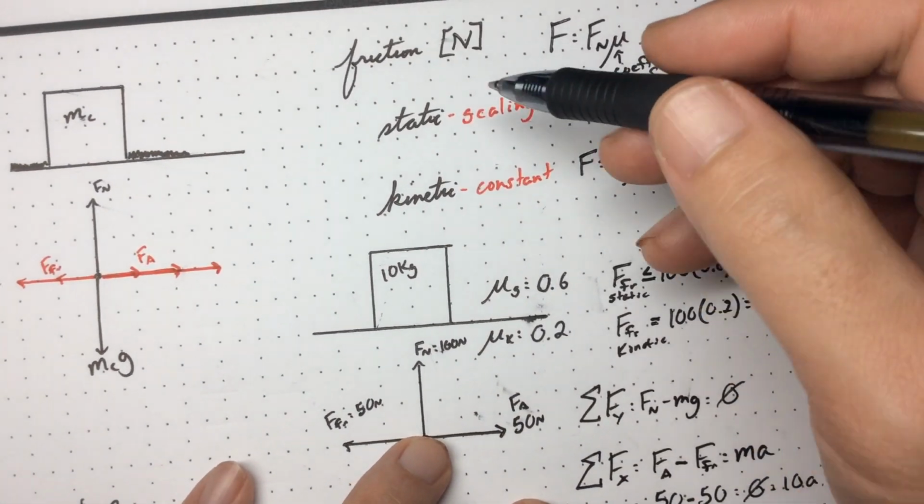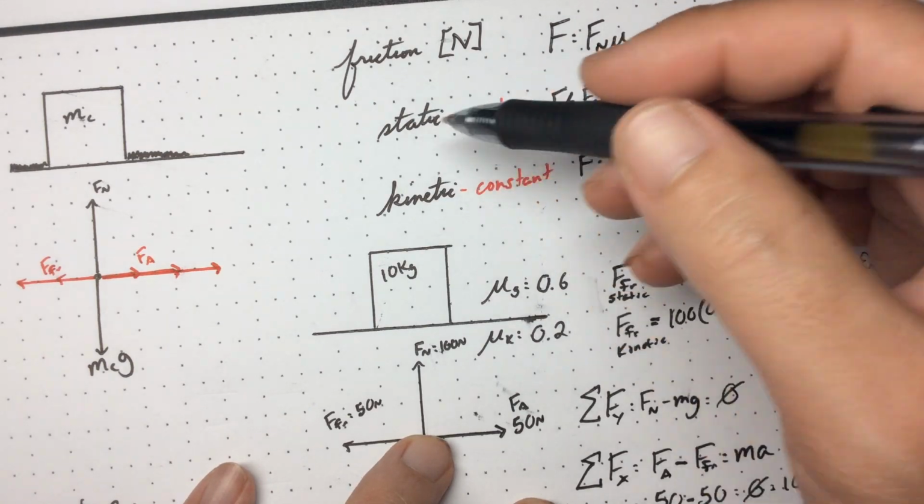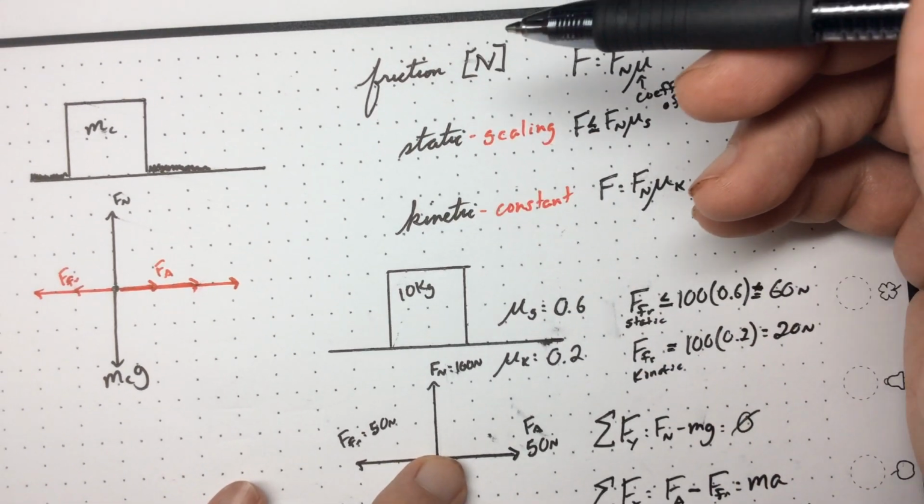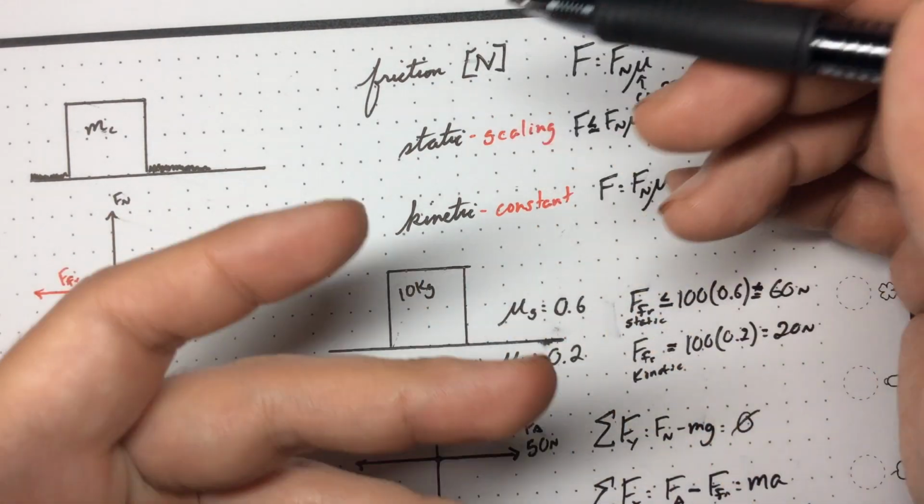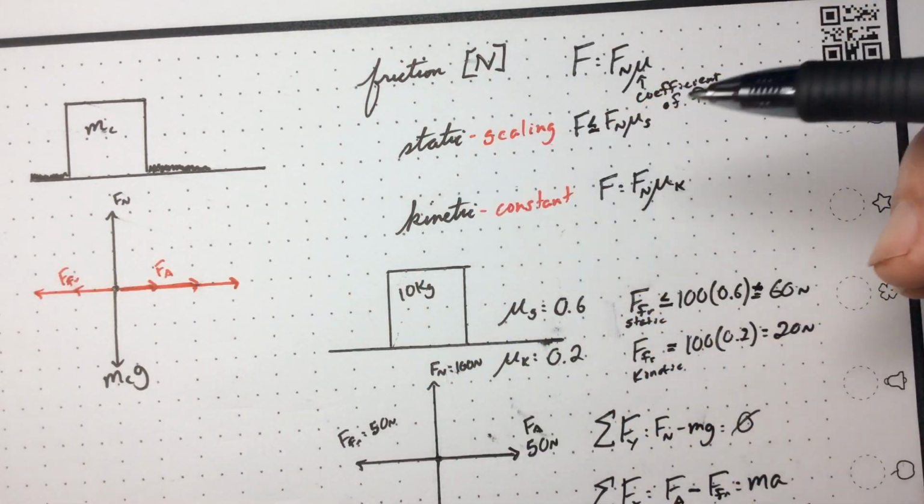But remember that there are two types of friction. One is called static, the other is called kinetic. Static friction will scale, because you can push on a lot of objects and they just won't budge until you push hard enough, and when it budges, kinetic friction is what takes over.